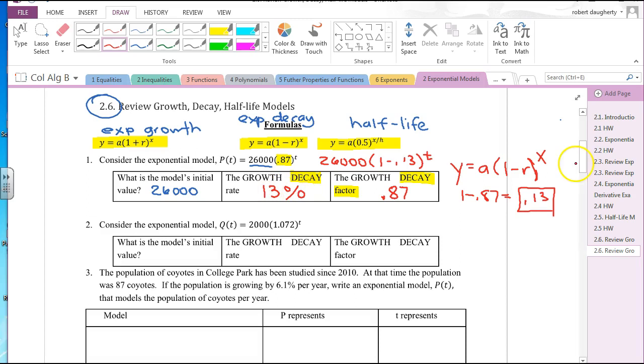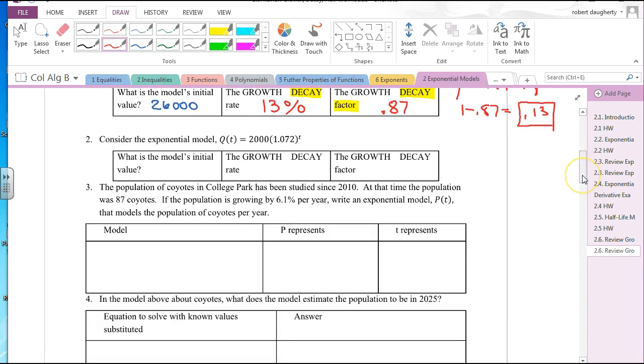If I look at the next one, I have an exponential model. What is the initial value? Again, please don't miss this. It's just as hard as copying down the number you see in front of the parentheses. Is this growth or decay? This is growth because the number I see inside the parentheses is greater than 1. So it has a growth factor. The growth factor is 1.072.